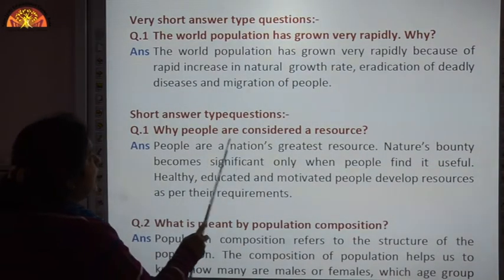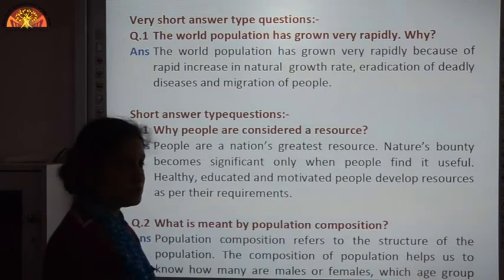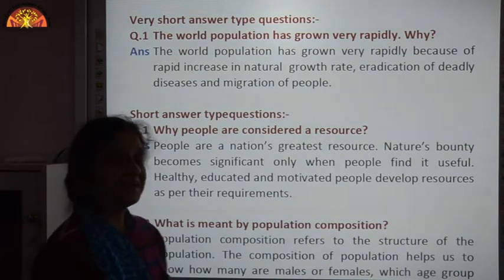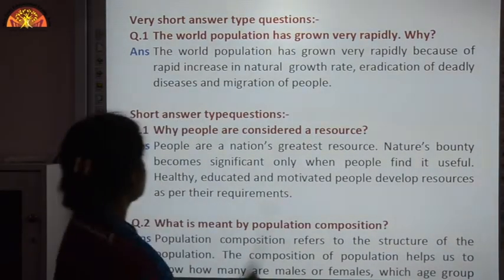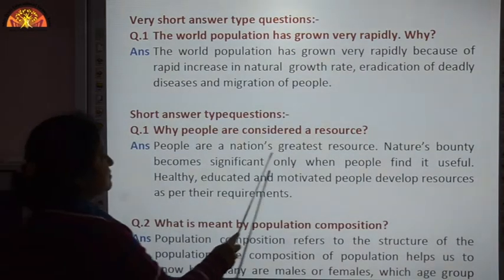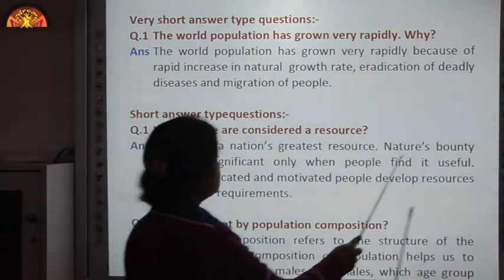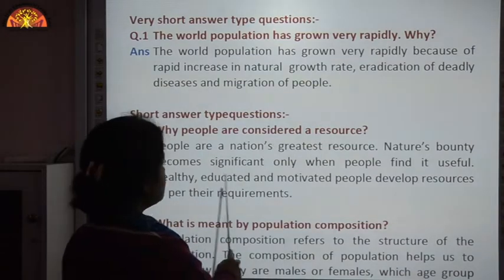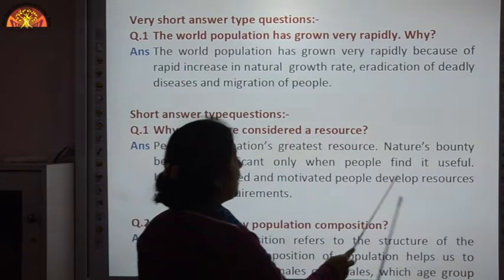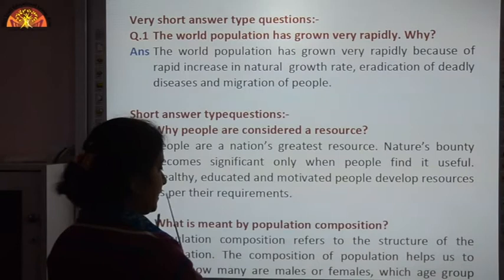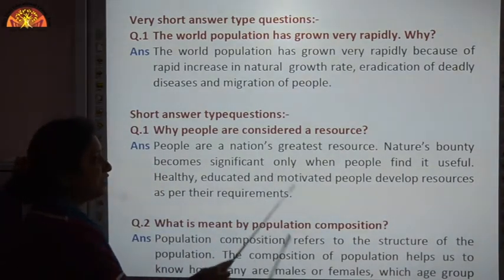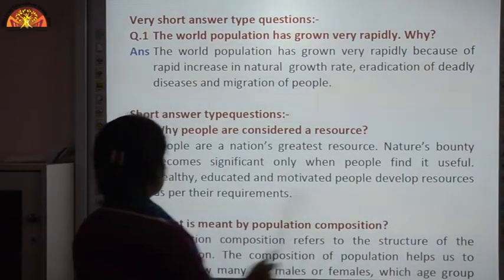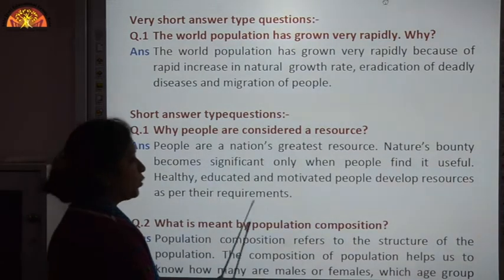Why people are considered a resource? Not only a resource but the ultimate resource we can say. People are our nation's greatest resource. Nature's bounty becomes significant only when people find it useful. Healthy, educated and motivated people develop resources as per their requirements.